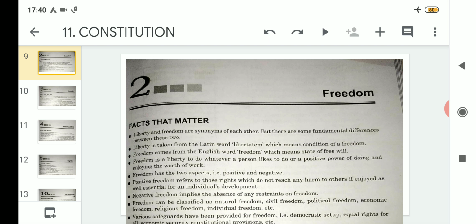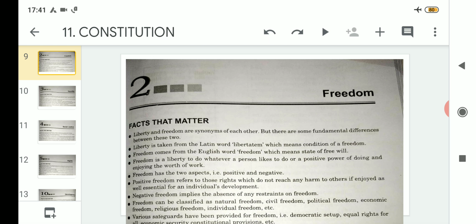Positive freedom refers to those rights which do not cause any harm to others if enjoyed, as well as being essential for an individual's development. By the word itself, positive freedom is nothing but the state of enjoying things without disturbing others. If you are free to do whatever you like, please ascertain that while you are doing it, it should not create any disturbance to others. That kind of freedom relates to the positive side of freedom.